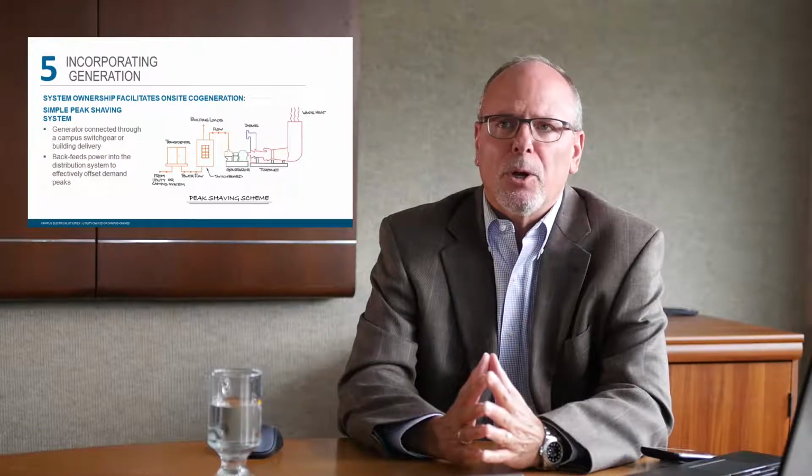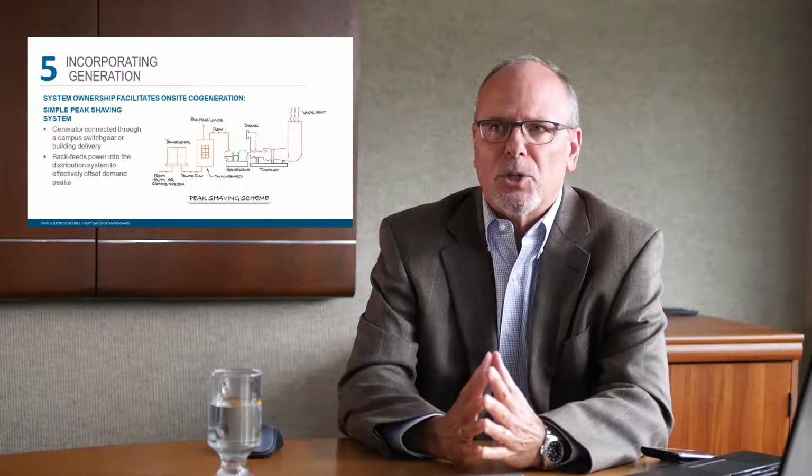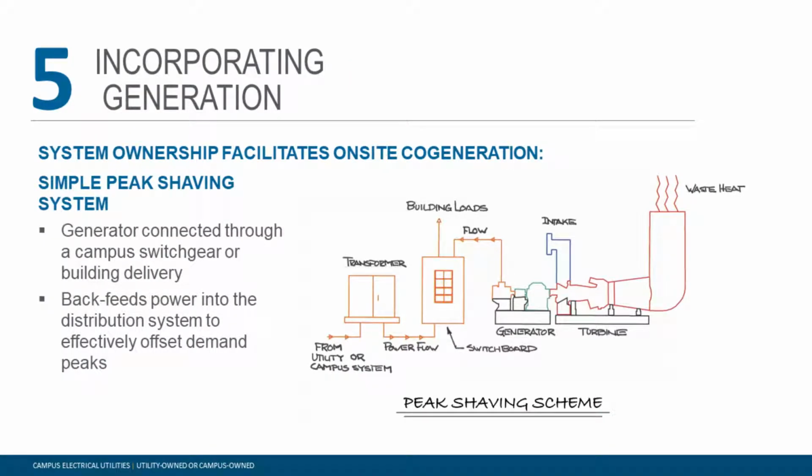So basically what we do here is it backfeeds into the electric system through a building's service facilities. So if you watch the power flow on the diagram, we've still got power flowing through the transformer into the building, and then we've also got power flowing from the generator into the building.